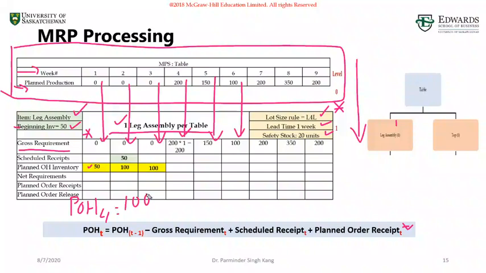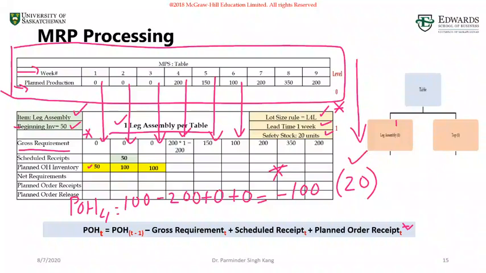And I have a gross of 200, so minus 200. I don't have any scheduled receipt, so that's going to be plus 0. I don't have any planned order receipt at this point. So which means this comes out as minus 100. We can't afford back orders, because at this point we are given a constraint that we must keep a safety stock of 20 units. 100 additional units to satisfy the demand, and 20 units to keep the safety stock.